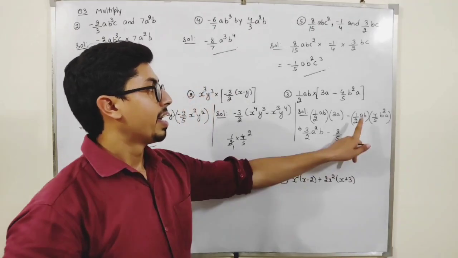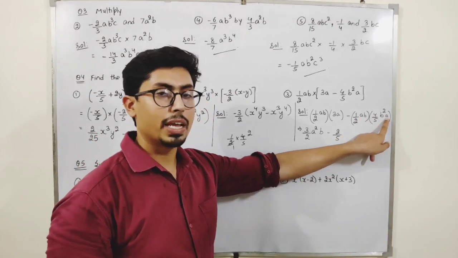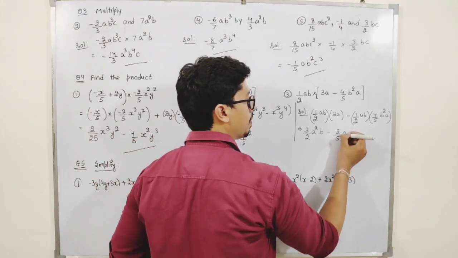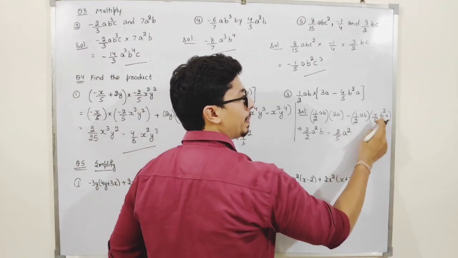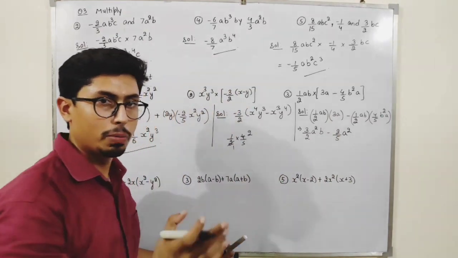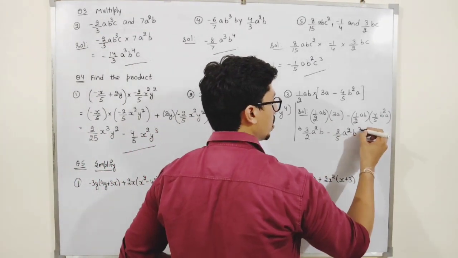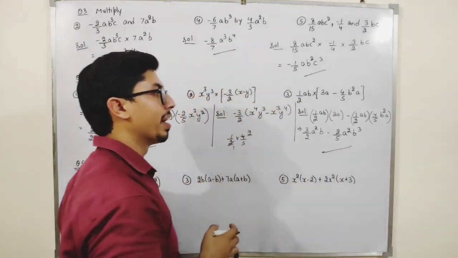Okay, now a and a. These are in multiplication and the bases are the same, so just add the powers. So it will be a square, and b square into b. Similarly, they are in multiplication, so just add the powers, so it will be b cube. So this is our required answer.